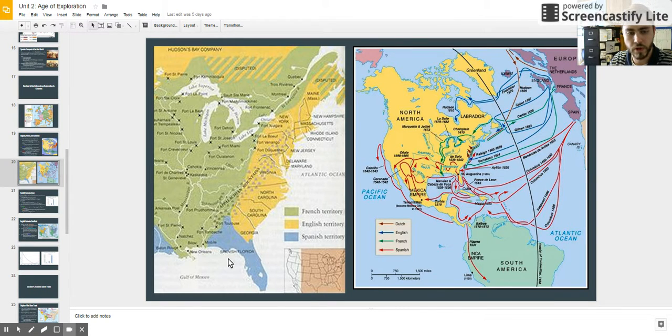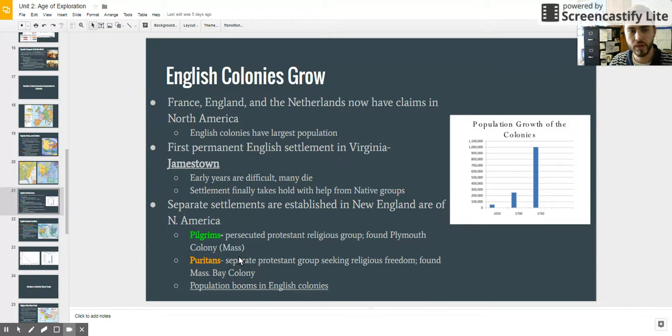Notice Florida is part of Spain, and that will pretty much be the case for a while until America gets its independence. All right, so the English colony grows. Their first permanent settlement was in modern-day Virginia at a town called Jamestown.